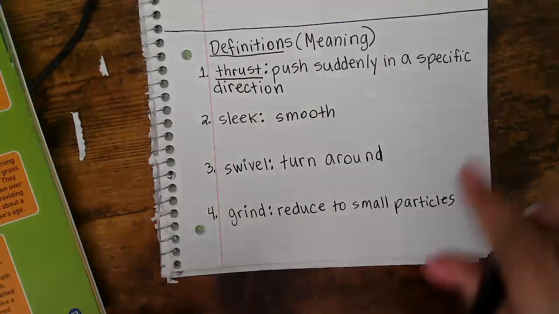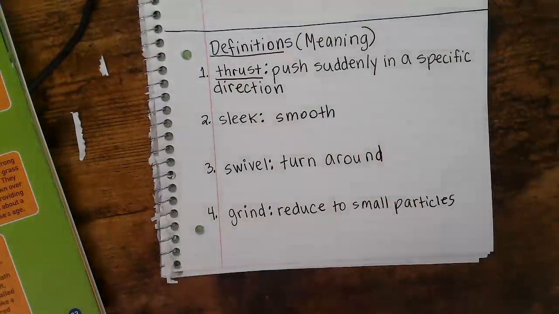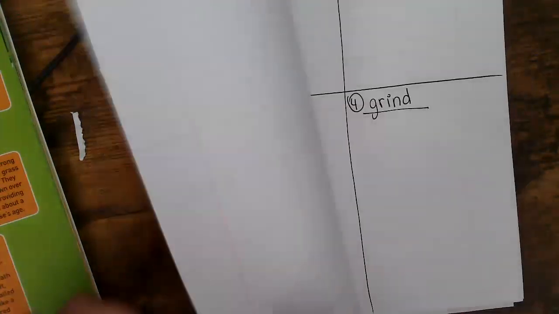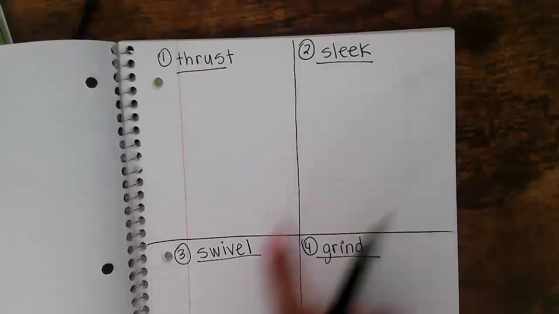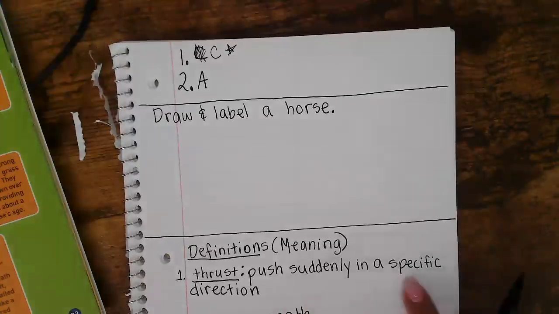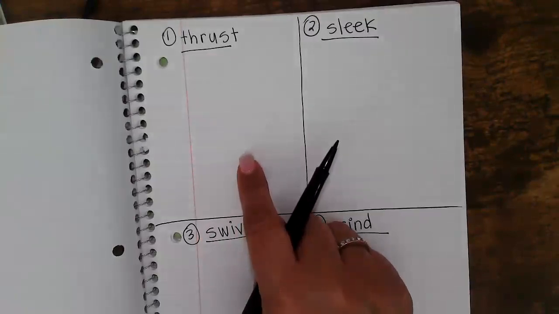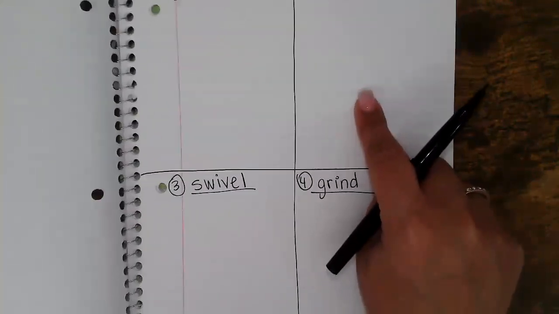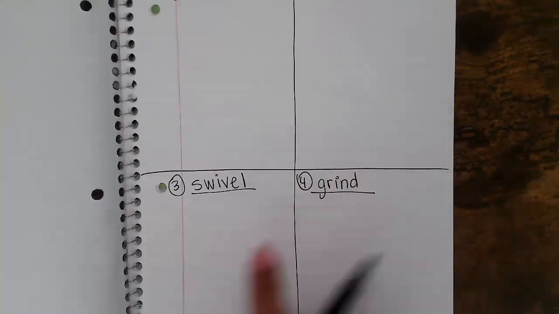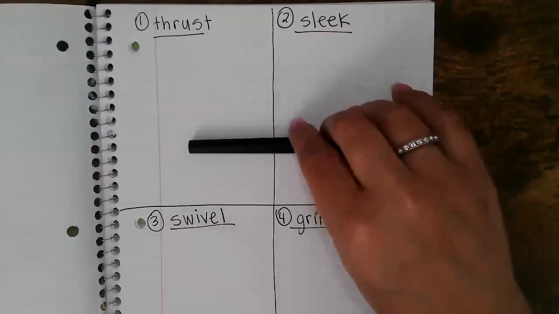Okay, so you should already have something written. If you need to change things, go ahead and pause right now. Perfect. Now, what I want you to do is on your own, you have your words, thrust, sleek, swivel, and grind. I want you to draw a picture. So thrust means to push suddenly in a specific direction. You could draw yourself pushing a wagon, your brother, a car braking. Sleek, something shiny. Swivel, it could be to move around, a merry-go-round or a chair or something. Grind, to crush. Draw a picture for each of these. Go ahead right now.